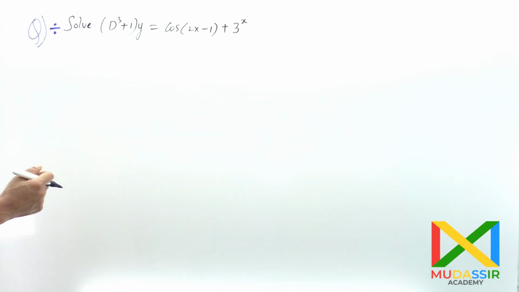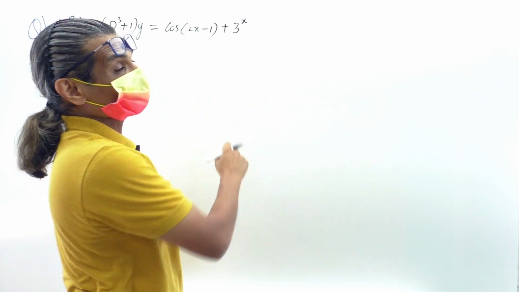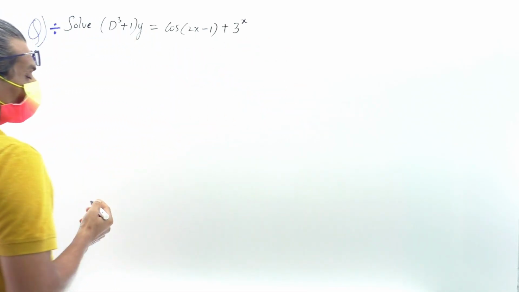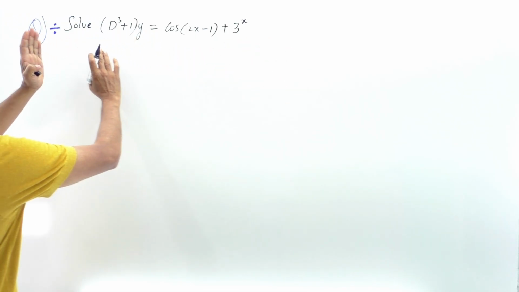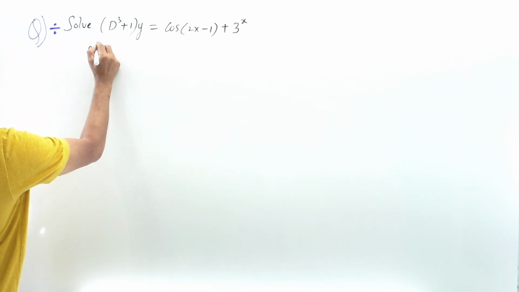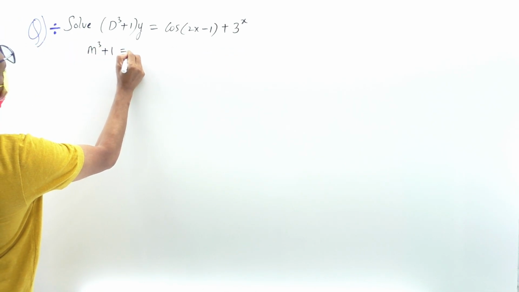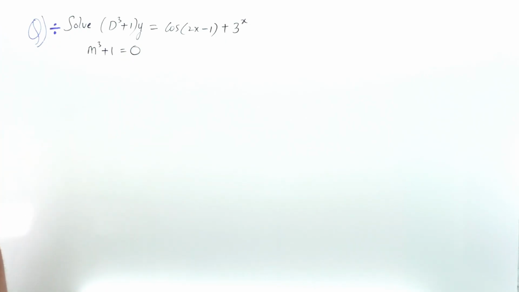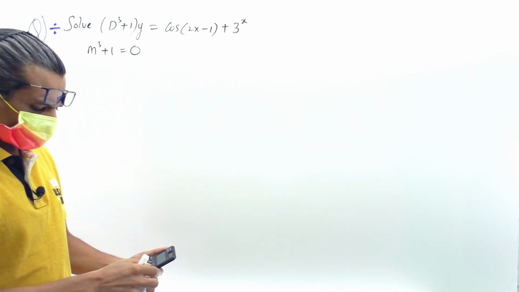First the question is: solve (D cube plus 1) y is equal to cos(2x minus 1) plus 3 to the power x. So first, we write the auxiliary equation, that is m cube plus 1 is equal to 0. Now let's find the roots. You can use a calculator here.